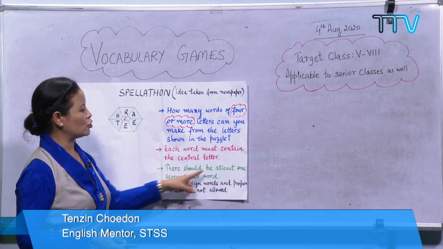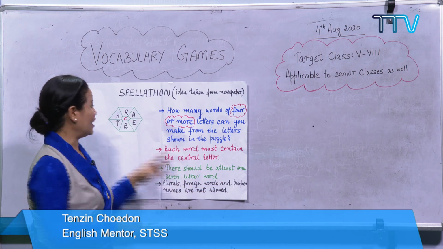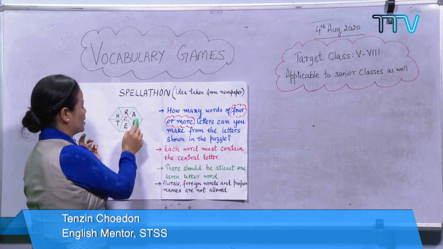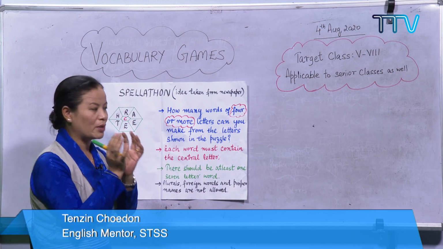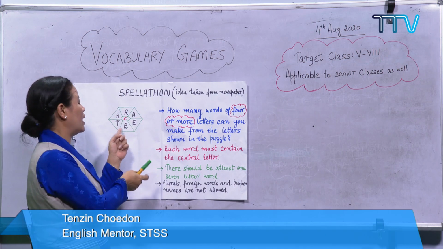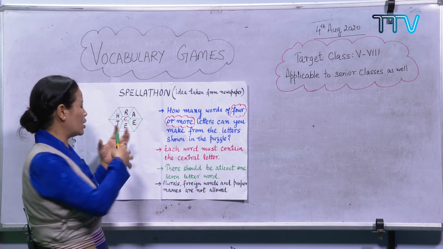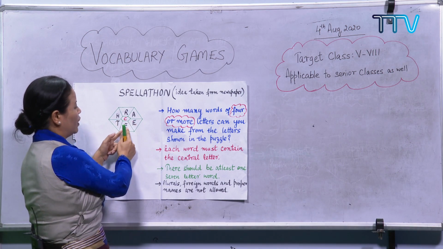And then there should be at least one 7-letter word. Okay, so that means we have 7 letters, so one word should be made using all the letters here. Okay, and there's another rule. You cannot repeat letters; see here you have 2 E's.